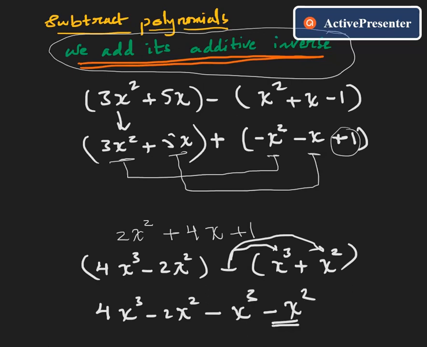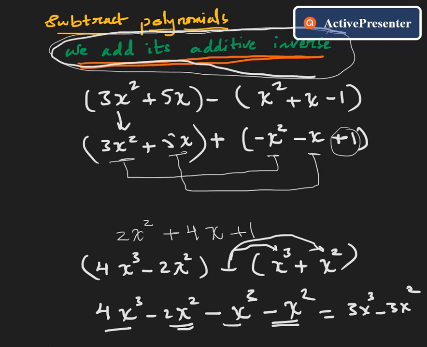We now add like terms, and the answer should be 4x cubed minus x cubed, which is 3x cubed, and minus 2x squared minus x squared, which is minus 3x squared. Either way you can choose. However, in general, when we subtract polynomials, we add its additive inverse.